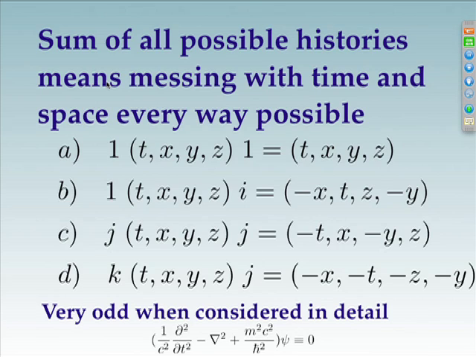Remember that sum of all possibilities, all possible histories? I think what that means, in effect here, is that we really are messing with time and space in every possible way. And so this is very, very odd. So why is quantum field theory so hard? Why Bohr's argument that it's just impossibly difficult to understand? This might be a nice concrete reason why.